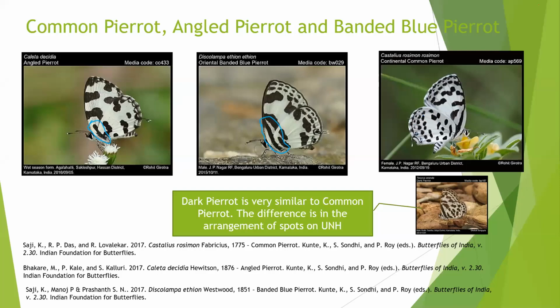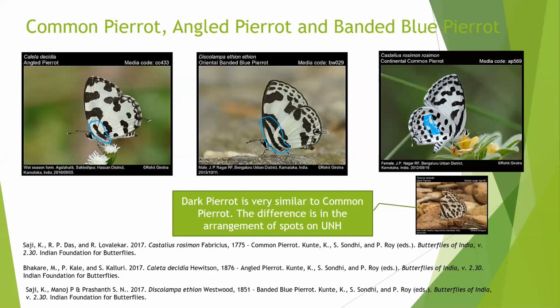And you see, in the case of a common Pierrot, this area is quite open. There is a road in this area. If you see this area, this is a road, an open area. There are no spots here. I say this is a gateway, a road to identification.